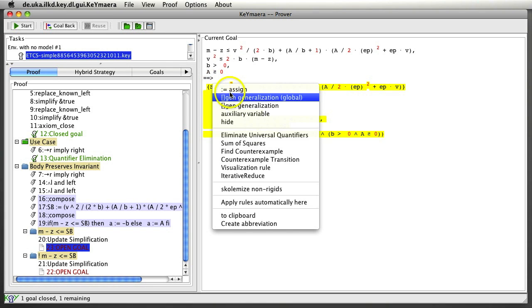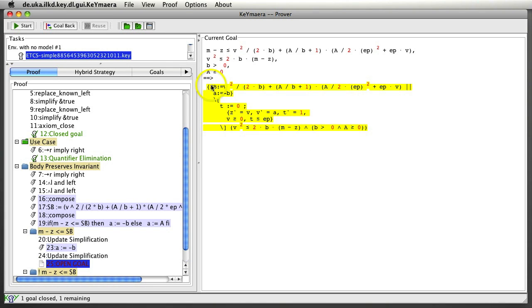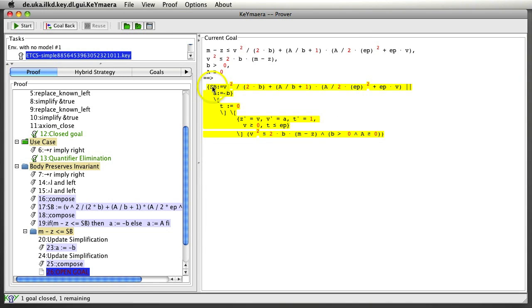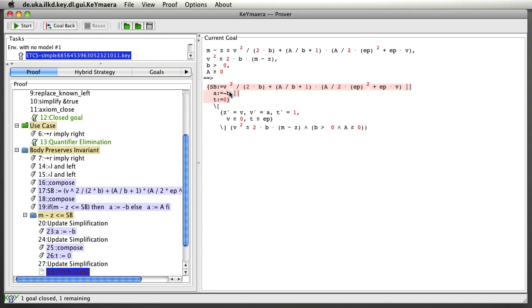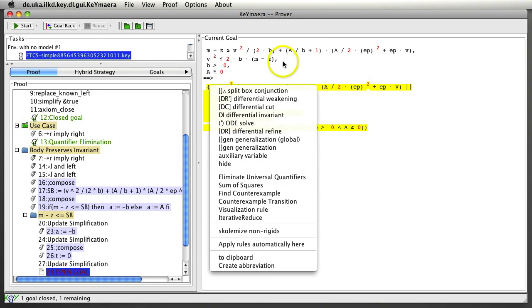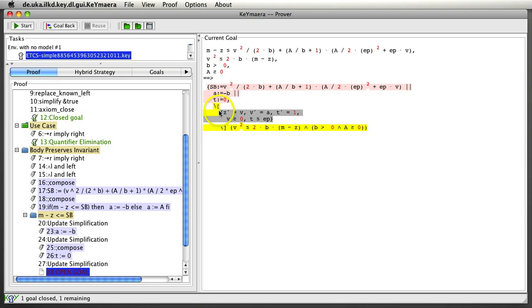So now we just have an assignment as our top level operator. And we do all of these things. Usually we don't do these things by hand. These are generally applied automatically by the theorem prover. Okay, so now our top level operator is this differential equation. Inside of the hybrid program, it's this differential equation system.